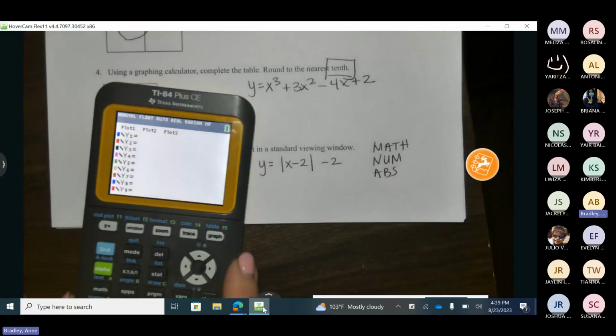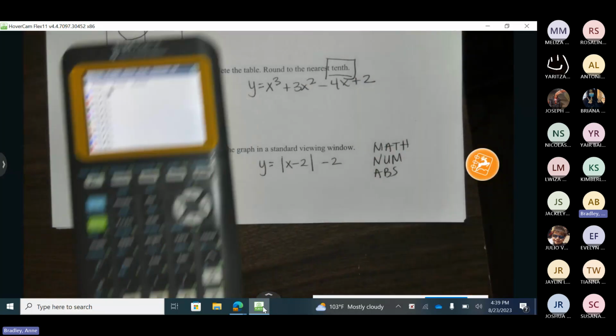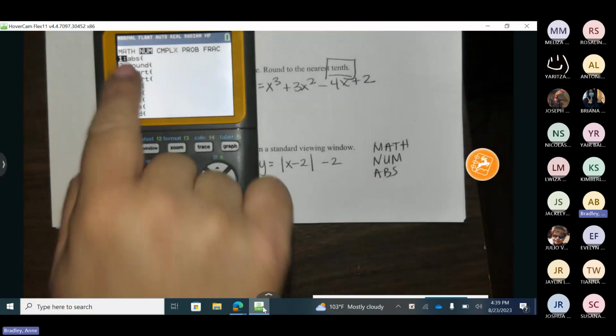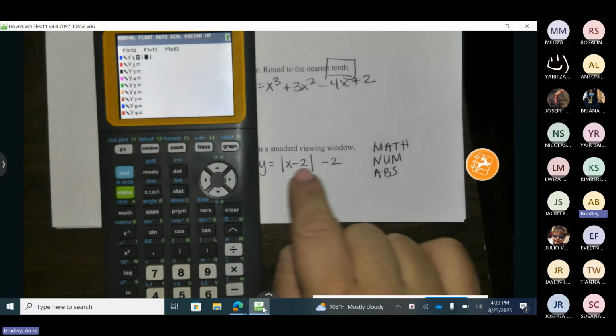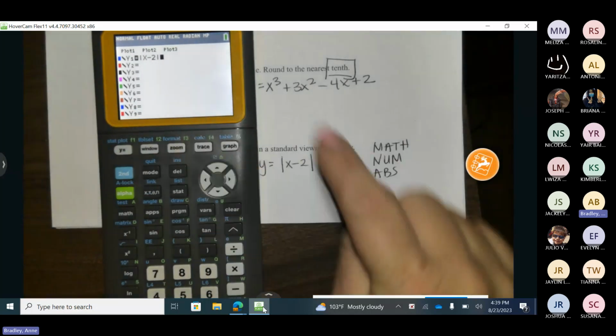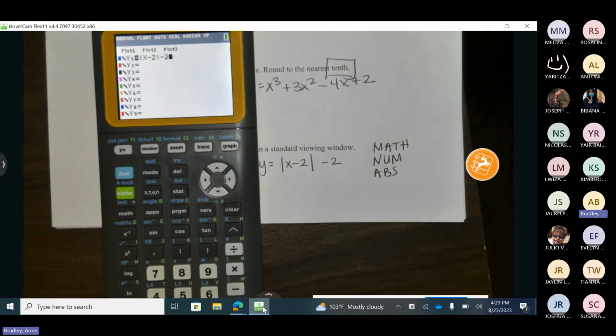So I'm going to start by resetting everything, going to Y equals, and now I want to start with the absolute value. So again, I go to math. I'm going to put this up so everybody can see. Here's math. I want to go to NUM for number, and then I select ABS. Now inside is going to be X subtract 2, and then I have to use the cursors to go back and subtract 2. I'm going to graph it.